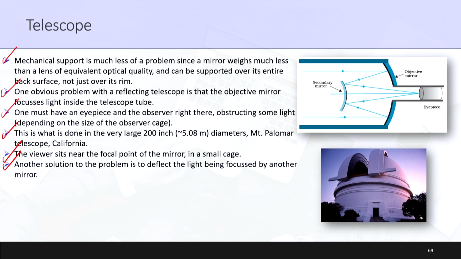So, let me stop it here only. I will convey the last slide of this in the next part, and then I will go on with the summary, and that will be the end of your ray optics.